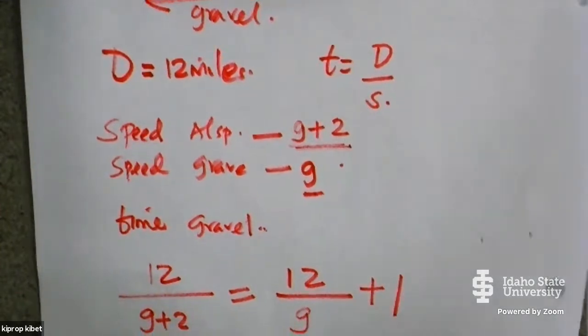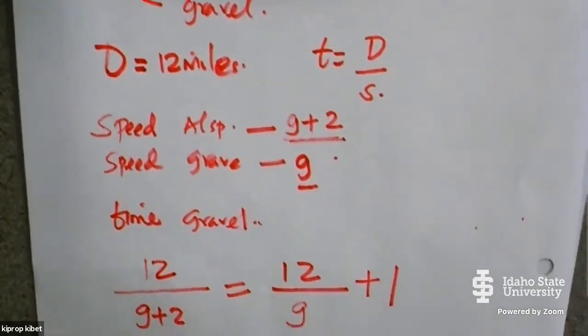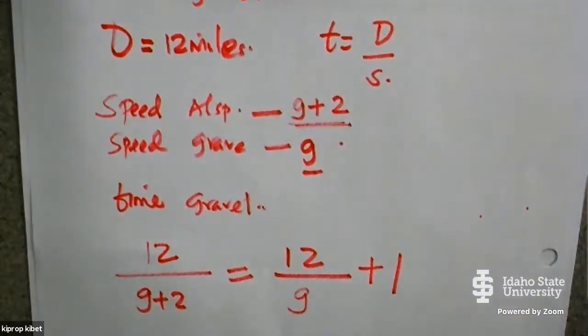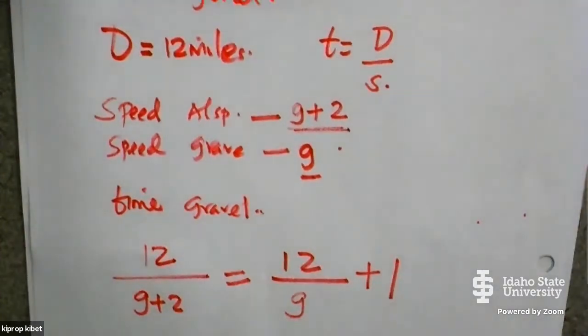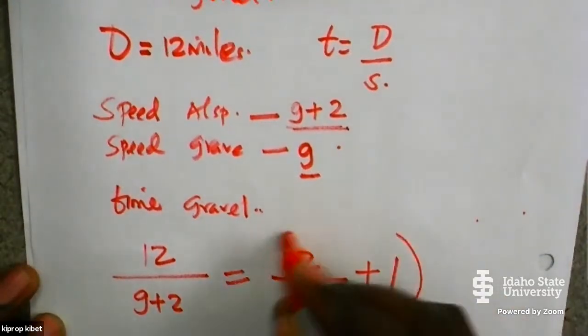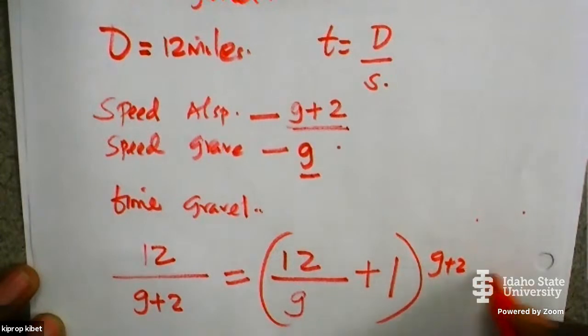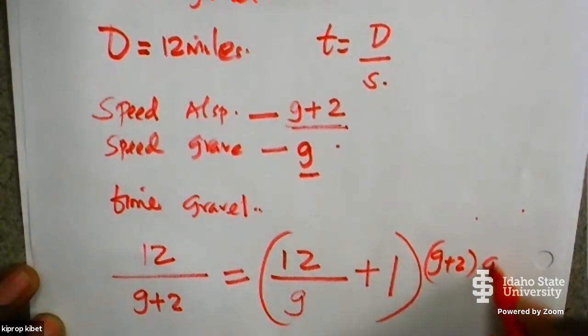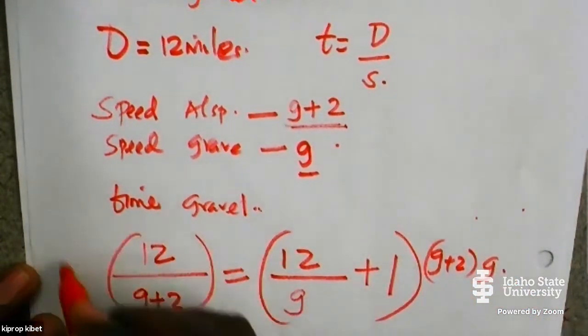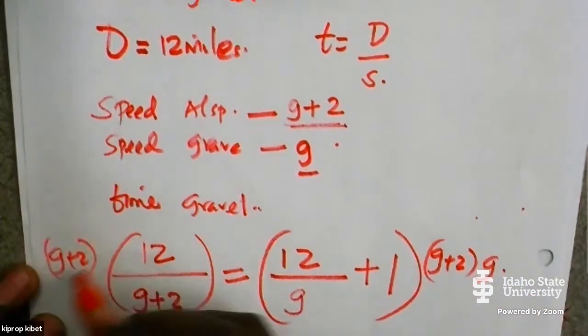So what is the LCD there? G plus 2 and what? And G, right? So our LCD here is G plus 2 multiplied by G. And then here is G plus 2 multiplied by 4.